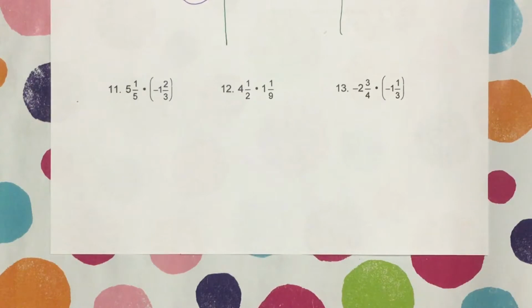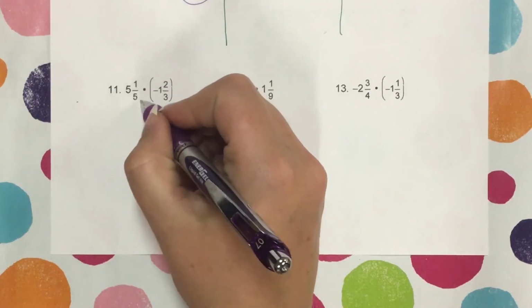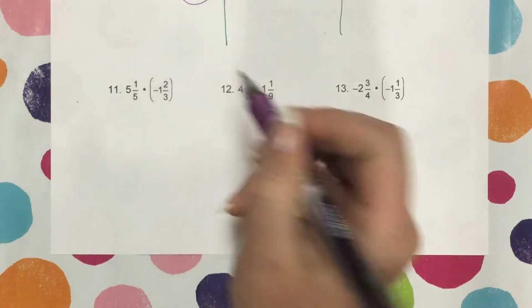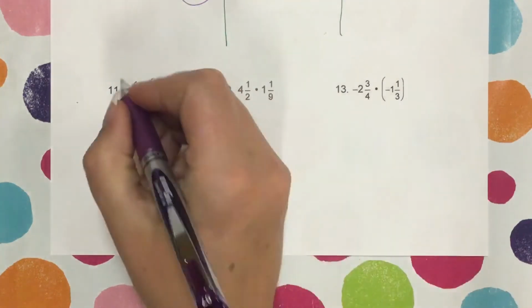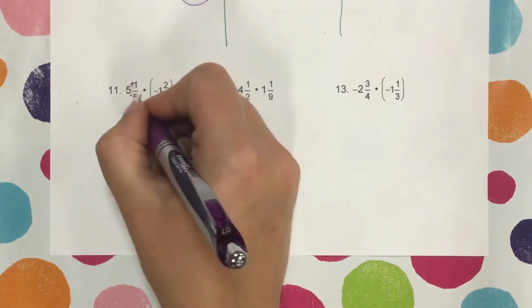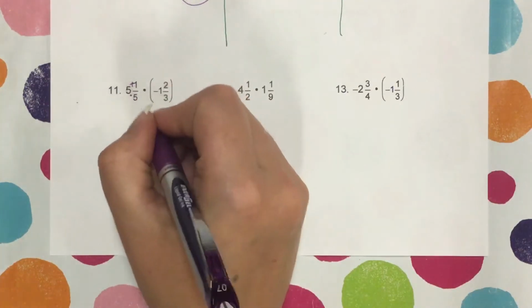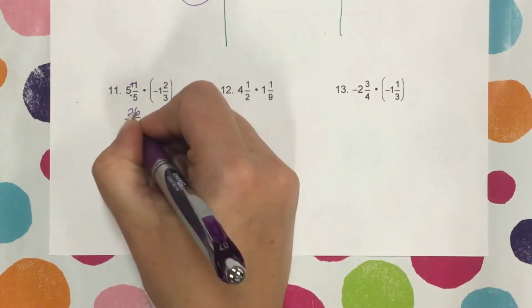Perfect. You are all done. Let's go ahead and see how you did. So we start here with 5 1/5 times -1 2/3. They're mixed numbers, so we have to change them to improper fractions. We're going to multiply and then add. 5 times 5 is 25, plus 1 is 26/5.